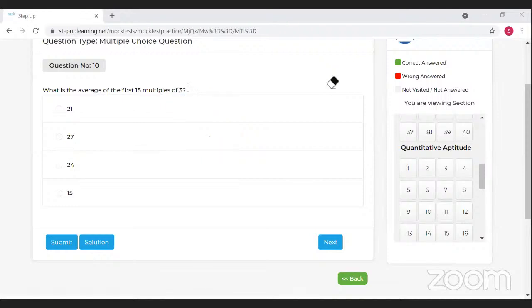Oh, sister, no problem. There are cases, sister, where when we copy it, some automatic formatting gets changed. But that will not happen in the exam. Don't worry. 24 or 21 is the answer. 24. Are you sure?